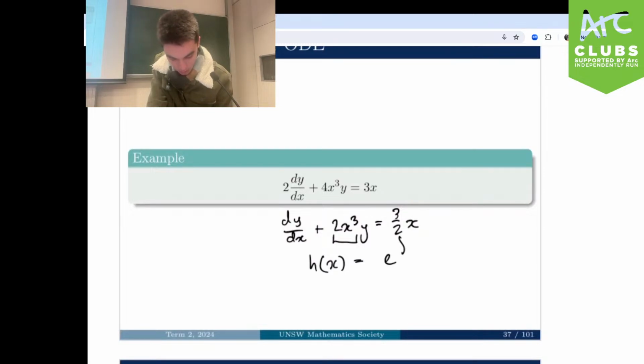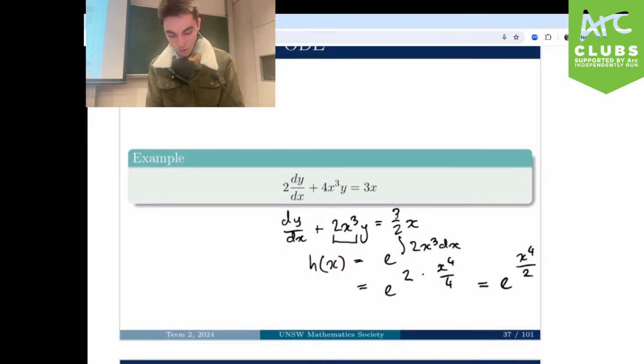So our integrating factor h of x is equal to e to the integral of 2x cubed dx, right? Which would be e to the 2 times x to the 4 on 4, which is equal to e to the x to the 4 on 2. Okay? So that's our integrating factor. That's the function that we multiply both sides of the equation by to get a more well-behaved differential equation.